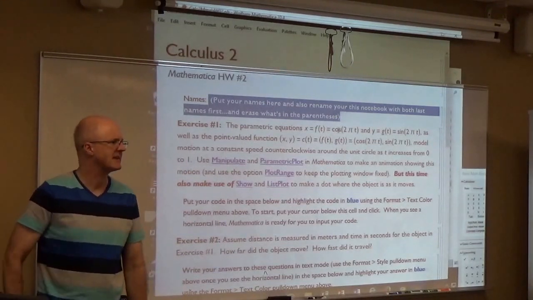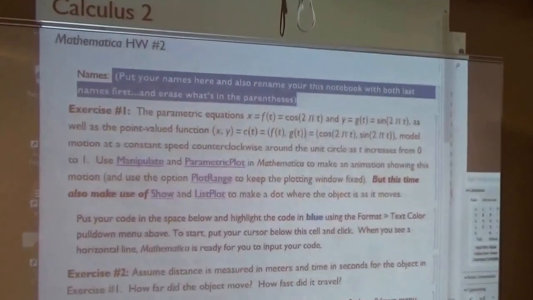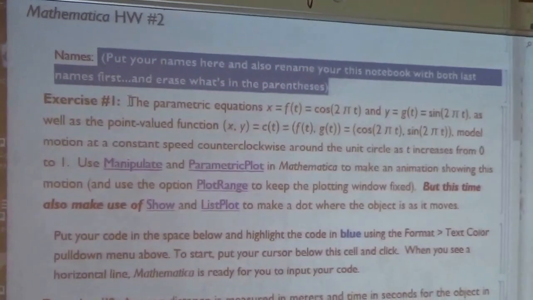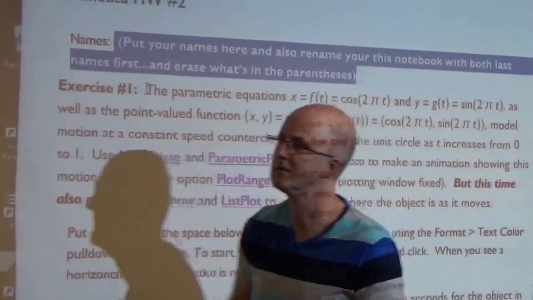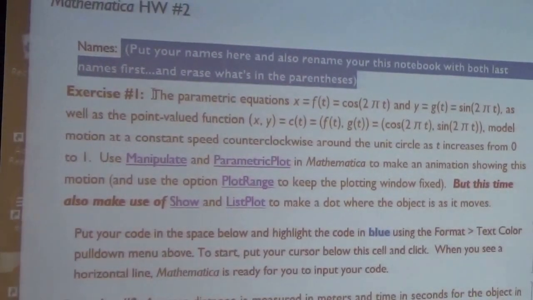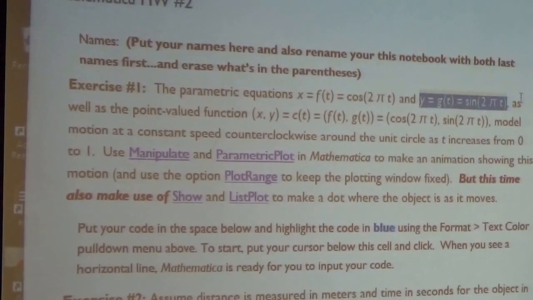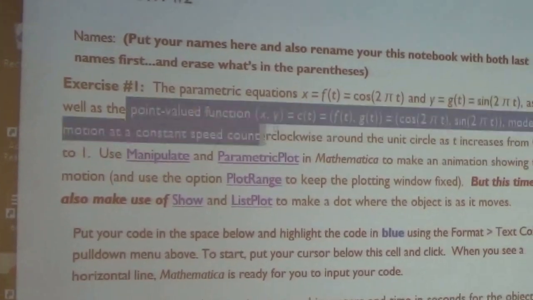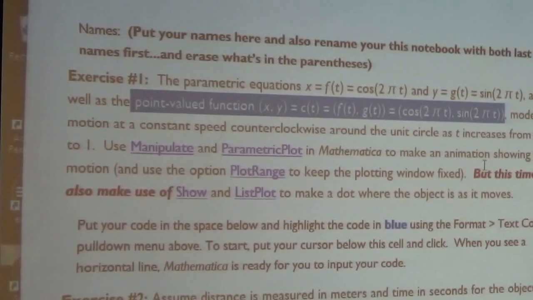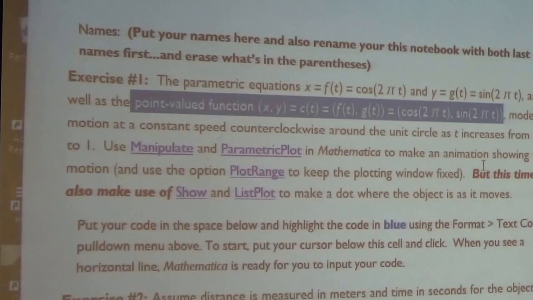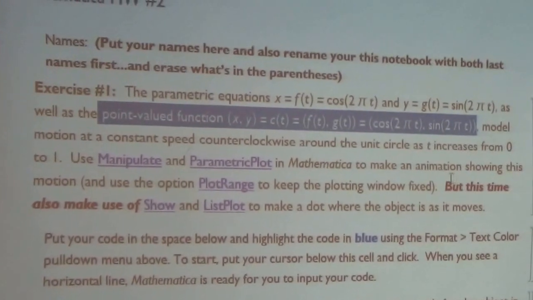Let's go ahead and start to work on this as learning about parametric equations and curves as part of the lecture here for today. So look at exercise 1. The parametric equations, x equals cosine of 2 pi t and y equals sine of 2 pi t, as well as the point valued function where you put those in a point, and I'm calling that function c of t, model motion at a constant speed counterclockwise around the unit circle as t increases from 0 to 1. Use manipulate and parametric plot to make an animation showing this motion.